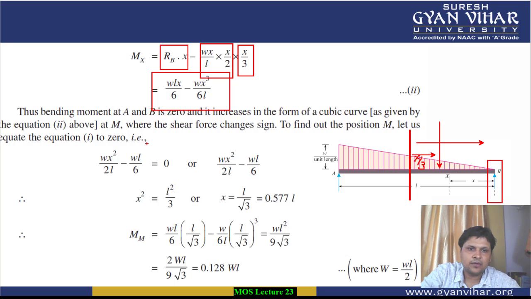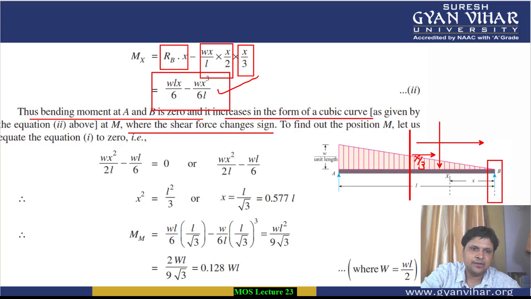And now at support B, the bending moment at A and B will be 0, because at a support the bending moment is always 0, and it increases in the cubic form, because as you can see, the equation is a cubic equation. The shear force changes sign at point M, where you will find the maximum value of bending moment. To find the maximum value of bending moment, put this equation equal to 0. When you do, you will find the X value.